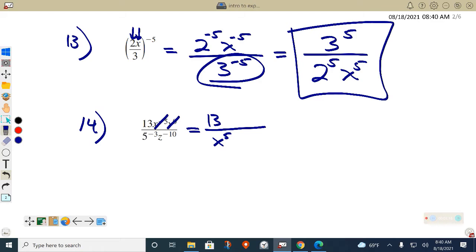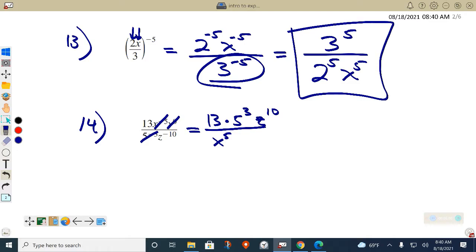How about 5 to the negative third power? Where does that go? To the top. To the top. I'm going to put times 5 to the third. And z to the negative 10th goes up to the top also. And we're done.